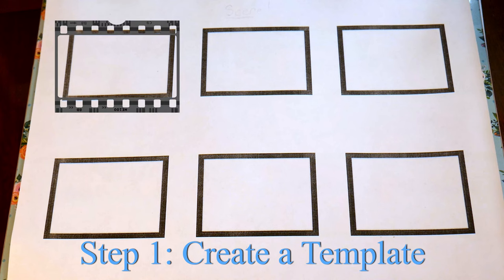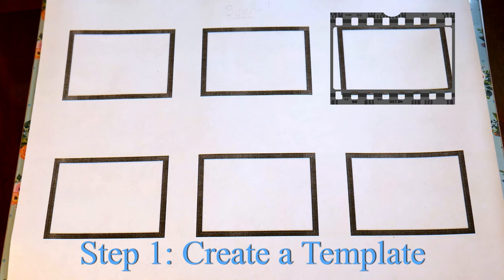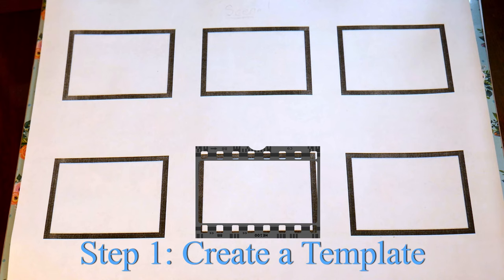So today I'll be teaching you how to make a storyboard for film and video. Let's get started. Step one, create a template. A storyboard template has a series of squares, which you use to map out the scene or video you're trying to film. You can draw these squares by hand, or you can design a template on your computer.